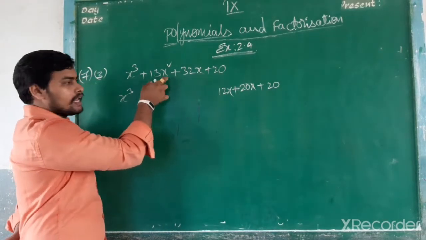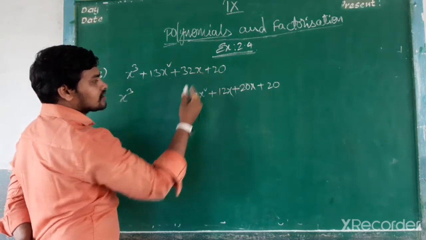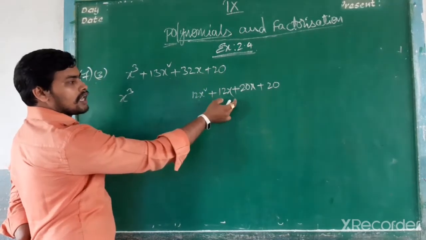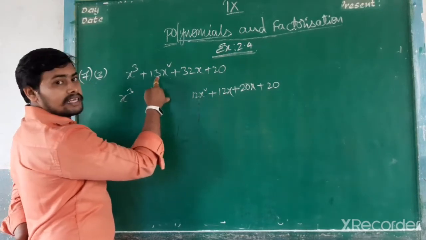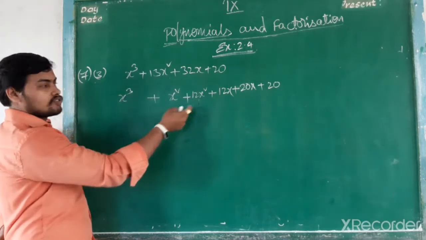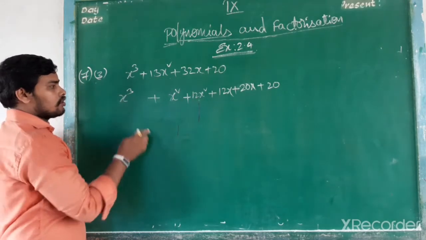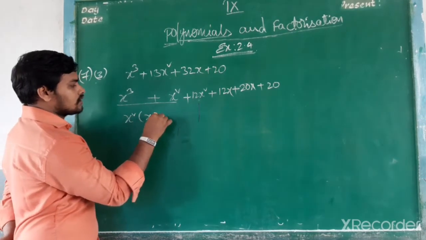Now split 13x square. Here 12x is there, you simply write 12x square. After the 12x term there is an x square term. So 12x square. Here 13x square is there, you simply write x square. So x cube plus x square plus 12x square plus 12x plus 20x plus 20. Now what is the common factor here? x square. So x plus 1.